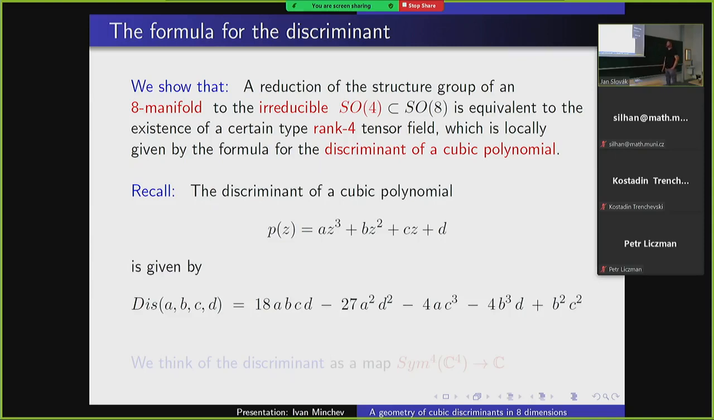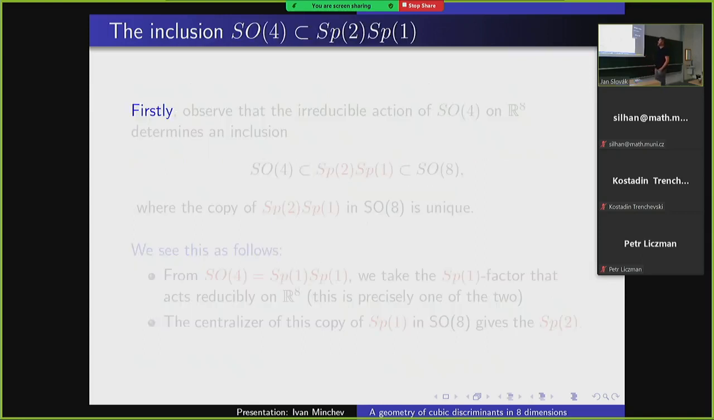Just recall: if we have a cubic polynomial, say in the variable z, and a, b, c, d are the coefficients, complex coefficients in general, then the discriminant is a homogeneous polynomial of degree 4 in these variables a, b, c, d. The way we like to think about this discriminant is as a totally symmetric 4-tensor defined on C^4, C^4 being given by the coefficients of the polynomial. This is the way we would like to think about this formula.